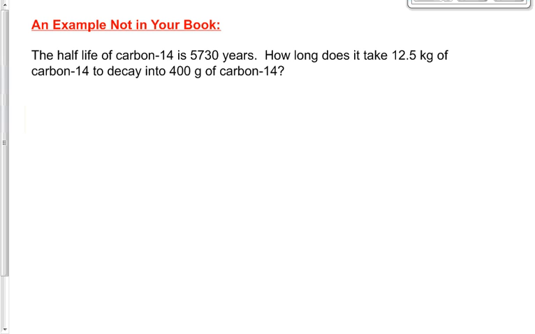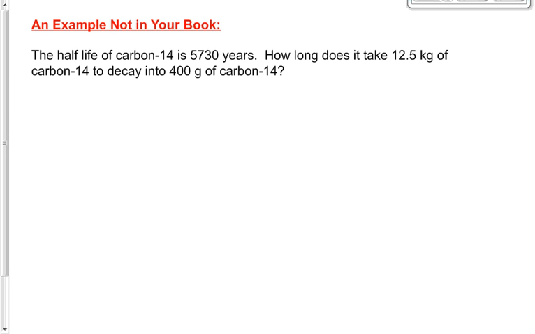This one isn't in our book, but you have it in the notes that I copied for you before the break. It says the half-life of carbon-14 is 5,730 years. So this is a pretty big one, right? 5,000 years that it takes half of carbon-14 to decay into something else. By the way, when it decays into something else, it's not disappearing, right? If you had a kilogram of carbon-14, you still got a kilogram after 5,000 years. It's just that half of it is carbon-14 and half of it is something else.